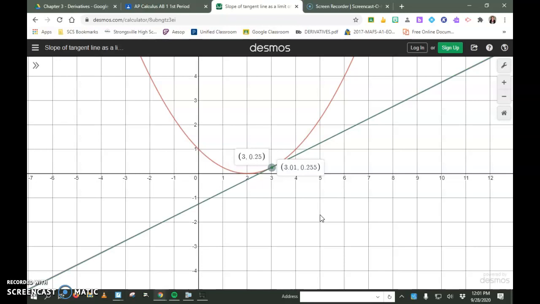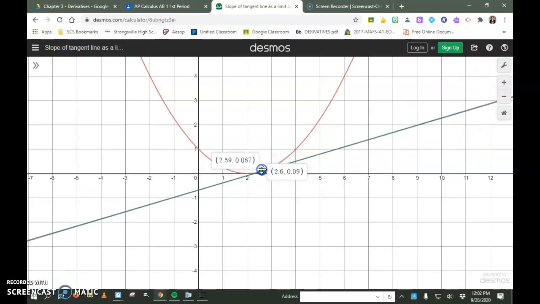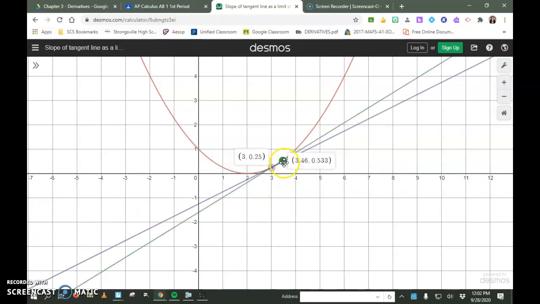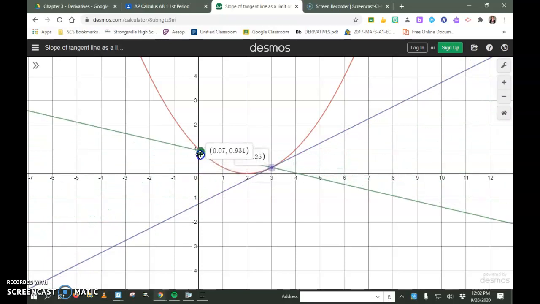So the idea is to pick x values that move closer and closer to the given point of tangency and use those 2 points on the secant line, as the second x value moves closer and closer to the given x. Use those 2 points and the slope formula to estimate the slope at the point of tangency. Okay? And I could do that on either side. So let's see if I can separate this out a little bit. There we go. So I started on the left side of x equals 3, right?